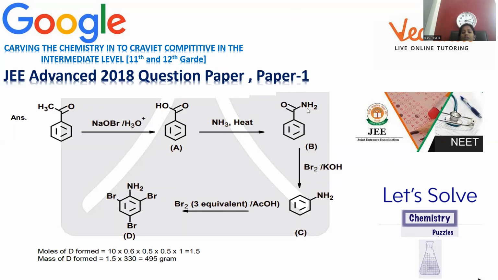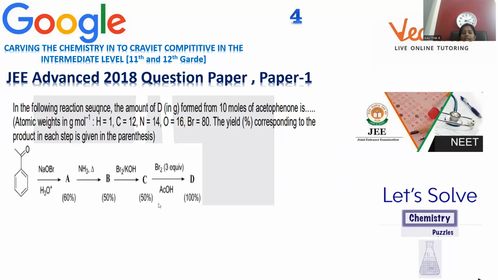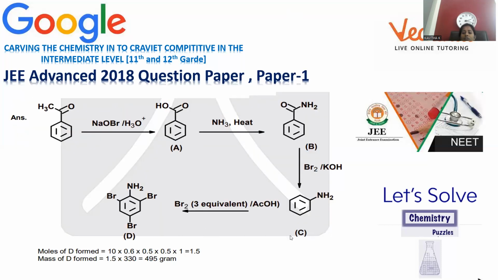And Br2/KOH on the amide is called the Hoffmann bromamide reaction, where any amide removes the carbonyl and is converted into a primary amine. This is what we can say, benzamide. Benzamide is treated with Br2/KOH, which is able to give aniline as the product, and its yield is 50%. So this aniline is subjected to bromination. Aniline is hyperreactive towards bromination.